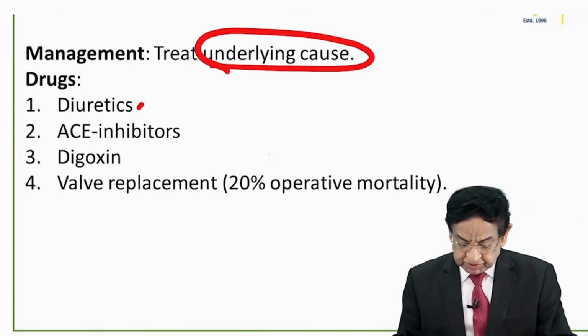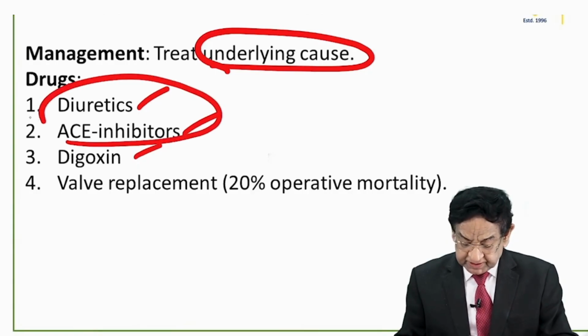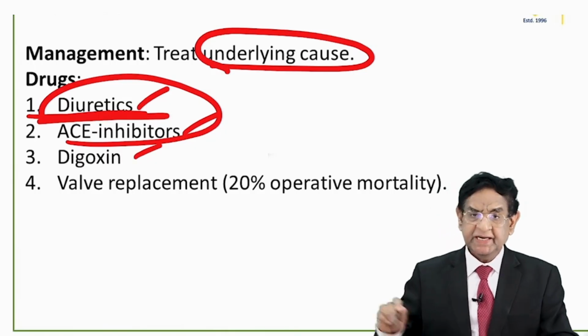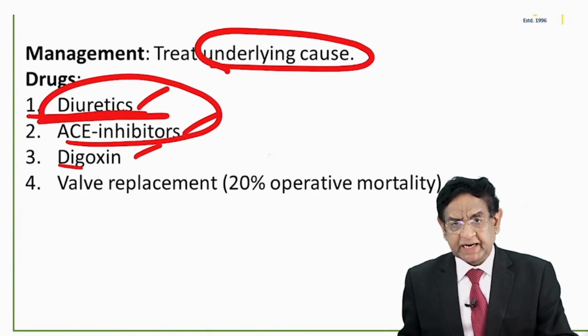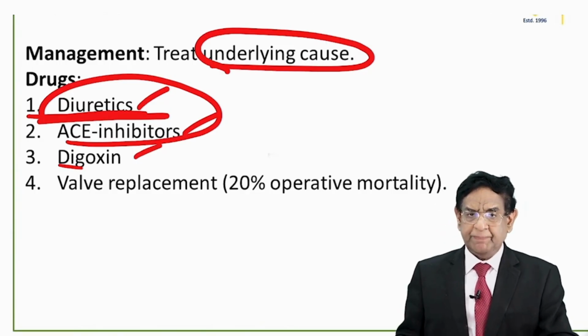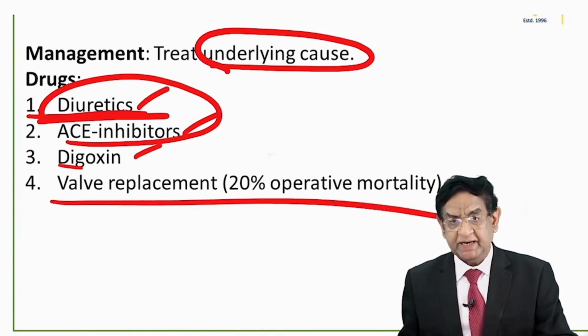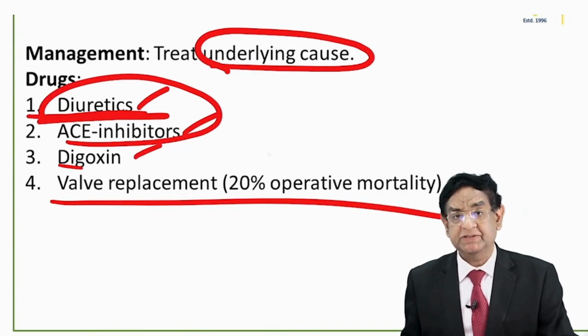Otherwise, as the right ventricle is enlarged, there may be failure, with or without failure. Then we can use diuretic, ACE inhibitor, digoxin, depending on the scenario. If we only want to decongest, we go for diuretic; ACE inhibitor will help in the forward flow; and digoxin if heart failure is there. These are used in combination or alone. Valve replacement may be done, but it carries a very high mortality of about 20%.